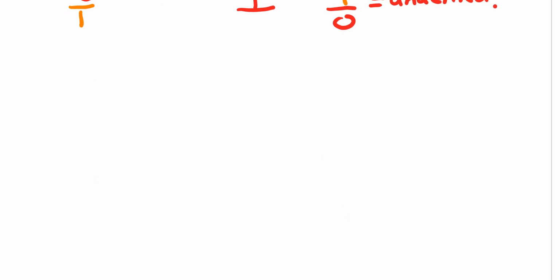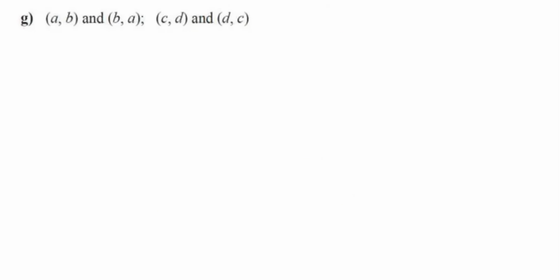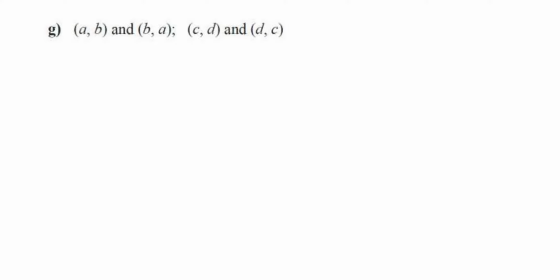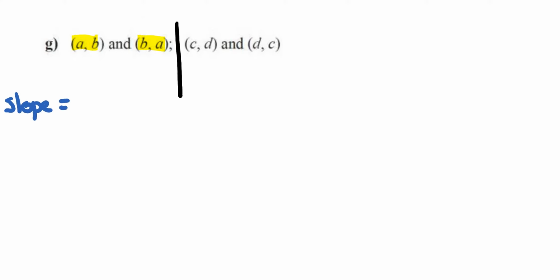Okay, let's move on to letter G now. The good thing with letter G now is we're no longer using numbers, we're now using letters, so this is more of an algebra problem now. So let's go ahead and find the slope for the first set of points, and the first set of points are AB and BA. Okay, so let's go ahead and find the slope here. So slope is going to be equal to y2.